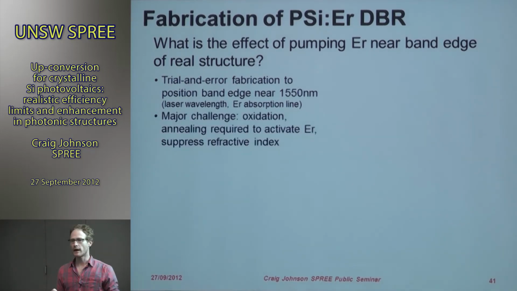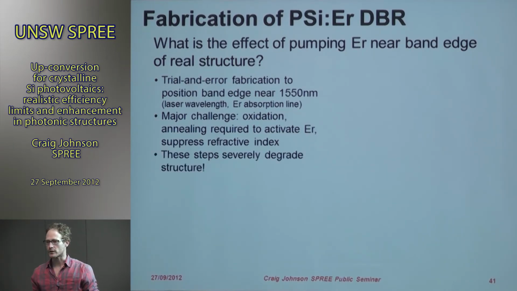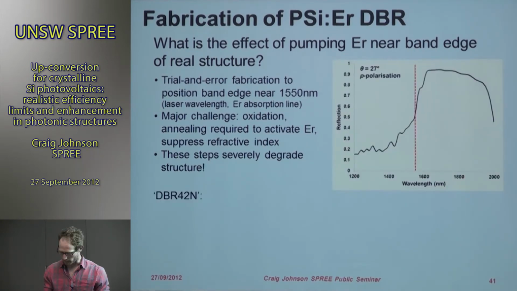The major challenge that we found is that to make a structure like this, you have to oxidize it and subject it to high temperature processes, basically. This activates the erbium content and suppresses the refractive index a bit to let light out. But they severely degrade the structure. So this truly was trial and error in that sense.